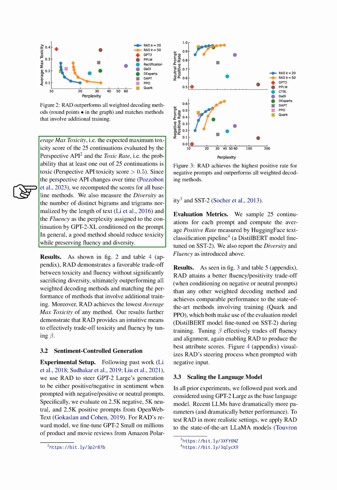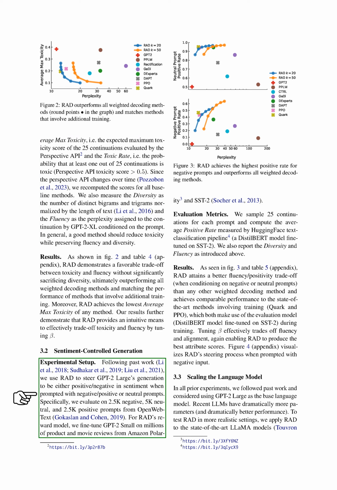We calculate the average maximum toxicity score and the probability that at least 1 out of 25 continuations is harmful. We also measure the diversity of the text and its fluency. Ideally, a good method should reduce toxicity while maintaining fluency and diversity. Our results show that RAD strikes a good balance between reducing toxicity and maintaining fluency, without significantly sacrificing diversity. It performs better than all other weighted decoding methods and matches the performance of methods that involve additional training. Furthermore, RAD achieves the lowest average maximum toxicity of any method. By adjusting the values used for weighted decoding, we can effectively balance toxicity and fluency.